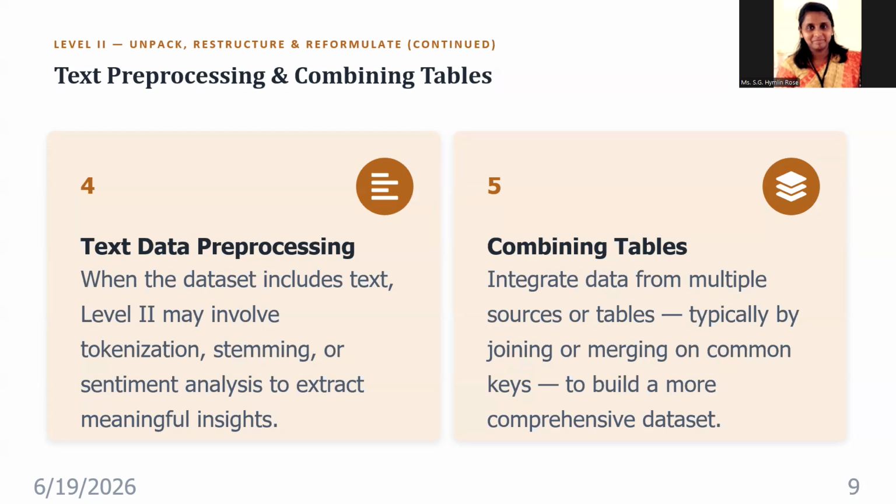And the fifth one in your second level is combining tables. Combining tables means integrating the data from multiple sources or tables to create a more comprehensive data set for analysis. It is done by joining or merging on common keys such as customer ID that appears in both an orders table and a customer profile. So we are going to combine it as a single data set. So in level 2, we have feature engineering, data transformation, aggregation, text data pre-processing, and combining tables.